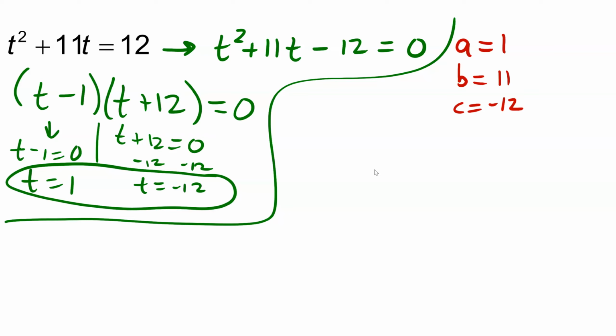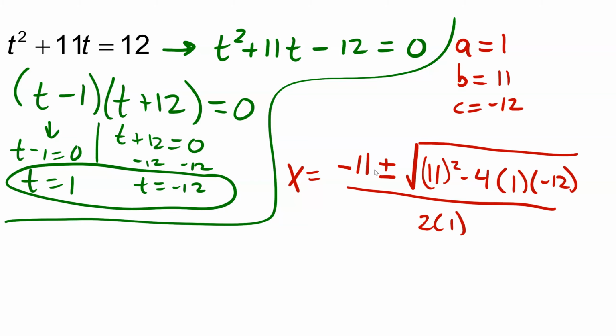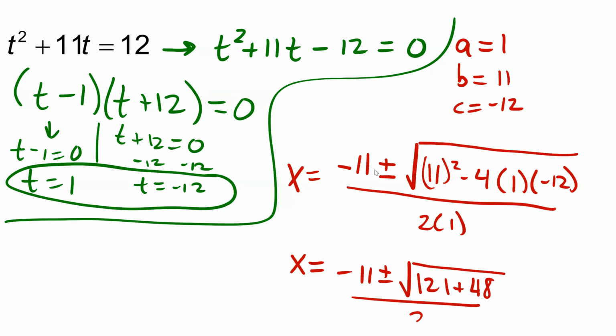So we pulled out A is 1, B is 11, C is negative 12. Now I put it in the quadratic formula: x equals negative b plus or minus the square root of b squared minus 4 times a times c, all over 2 times a. What is negative 4 times negative 12? 48. So I have 121 plus 48 all over 2.